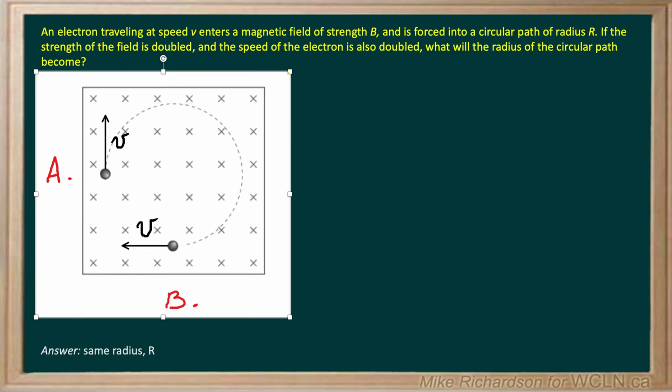Okay, an electron traveling at a speed v enters a magnetic field of strength B. So I've drawn this picture here, and my magnetic field strength we're imagining is into the page. So these little X's represent my magnetic field, nice and uniform. And when you have a charged object moving perpendicularly in a uniform magnetic field, the object will undergo circular motion. So we've done that in the previous video example.